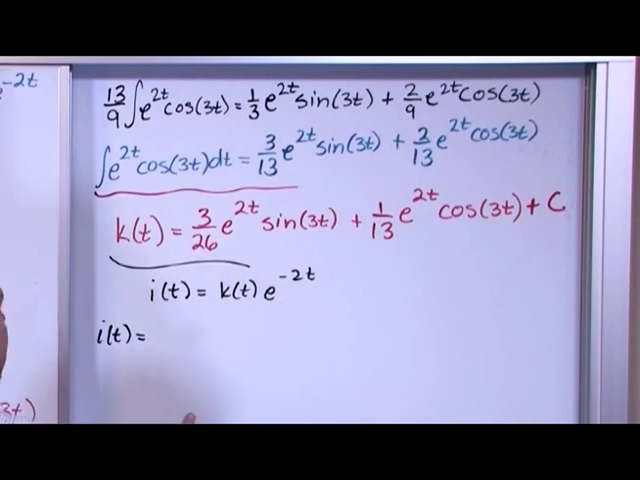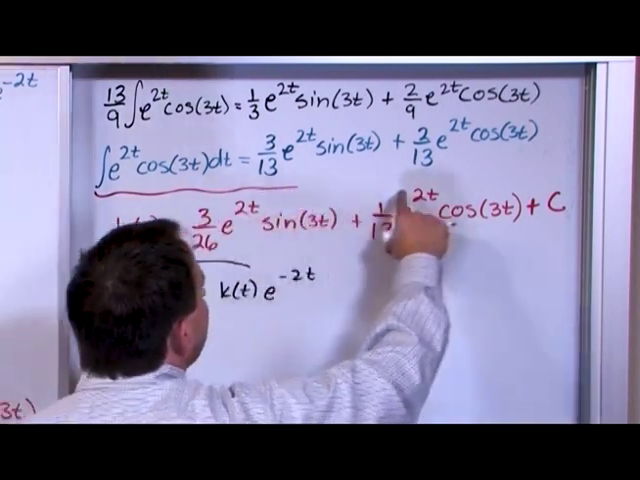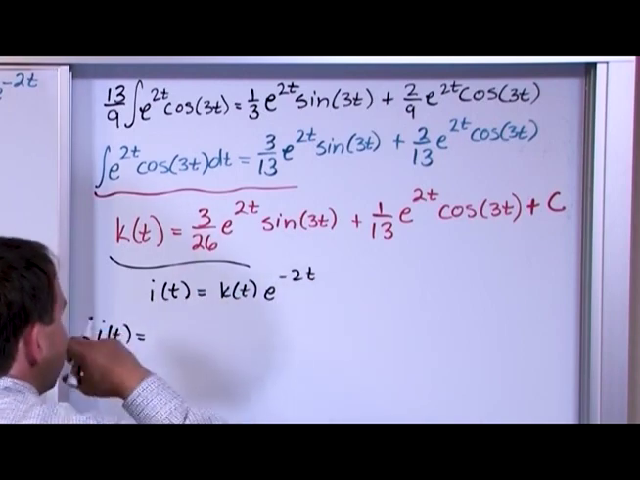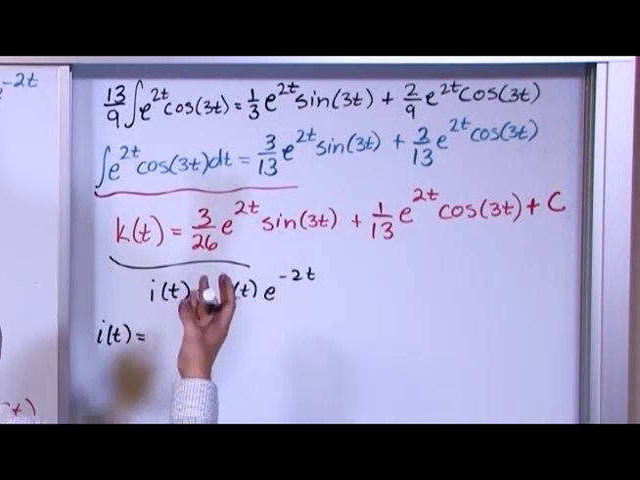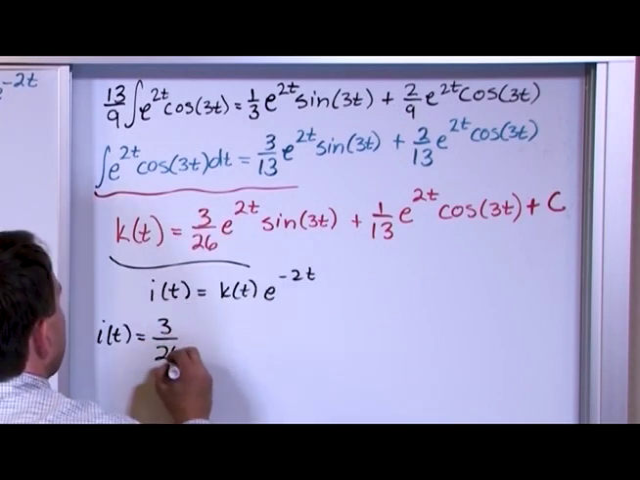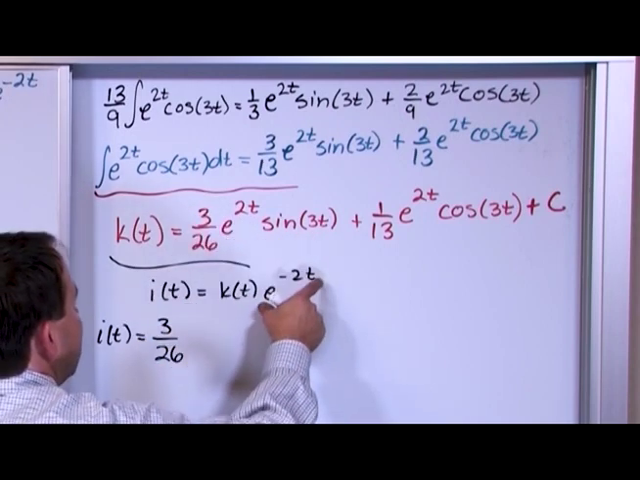Now let me do a little bit of a cost saving measure. All we're going to do is multiply this times e to the minus 2t. So you can kind of do that. I mean, you could write it all out again and then simplify it, but really it's pretty simple. So we'll have 3/26. All right, now what is this term times e to the minus 2t?